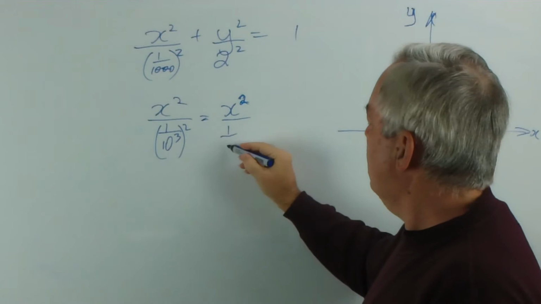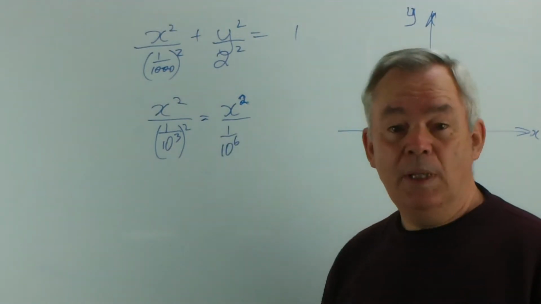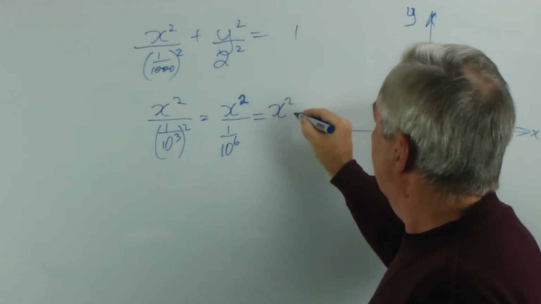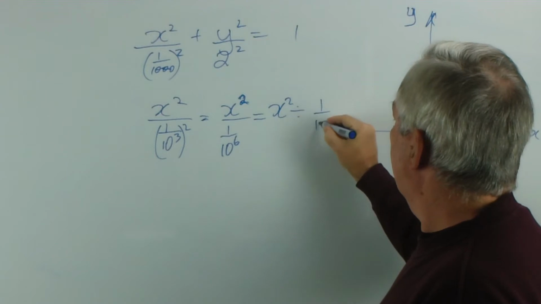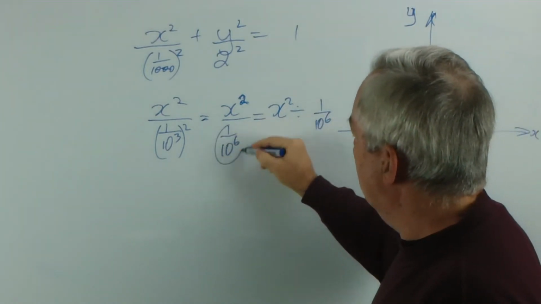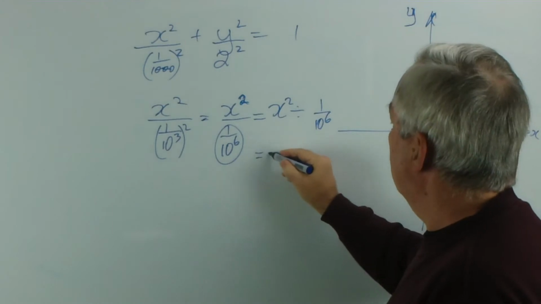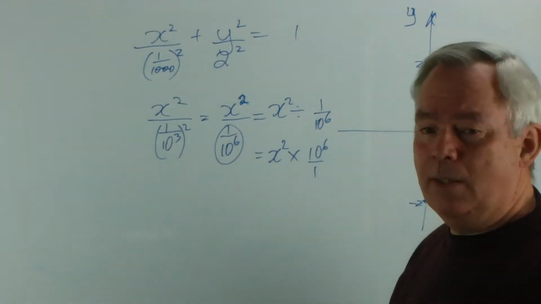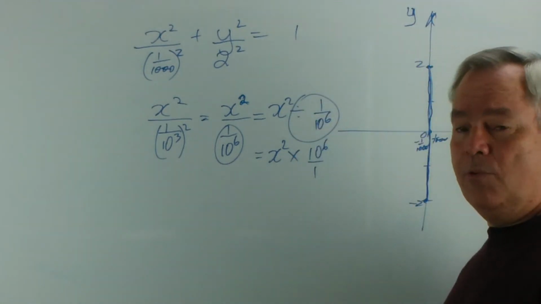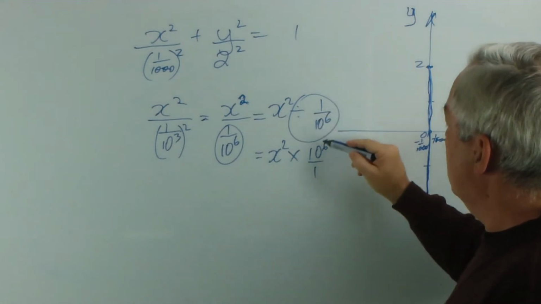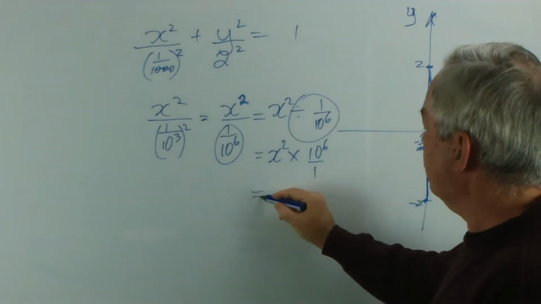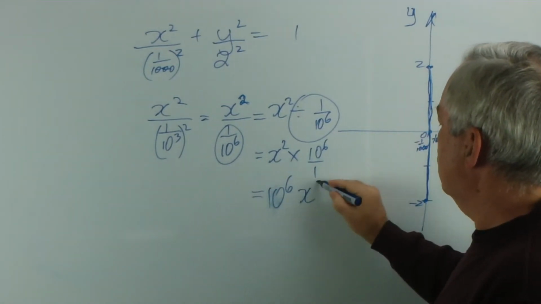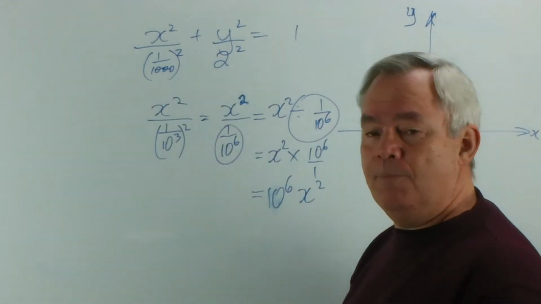10 cubed squared is 10 to the 6, or 1,000,000. And I will spell it out. Instead of dividing by 1/millionth, you know that we can multiply by the reciprocal, 1,000,000 over 1. This is a pattern that we use in fractions. Instead of dividing by this fraction, we multiply by its reciprocal, and therefore we can write 1,000,000 x squared, and that does the same job as this.